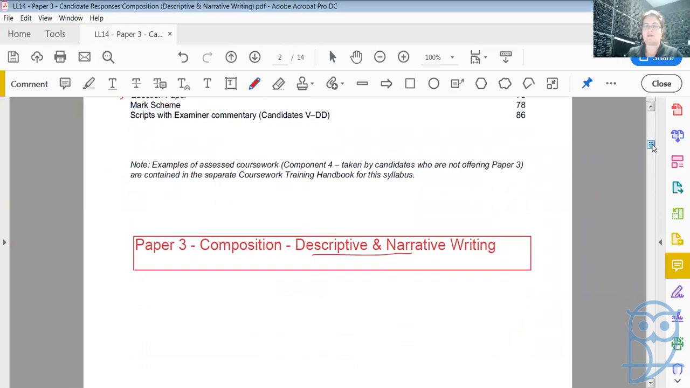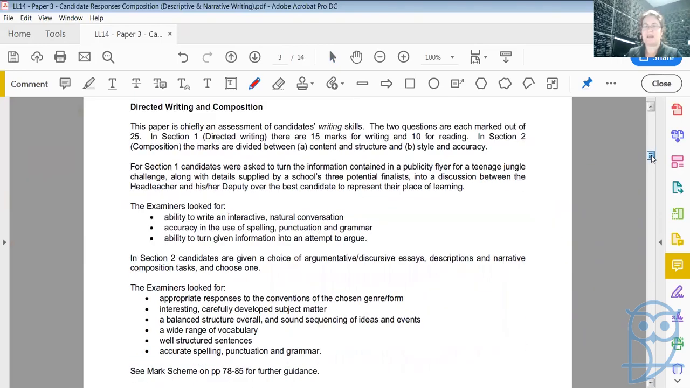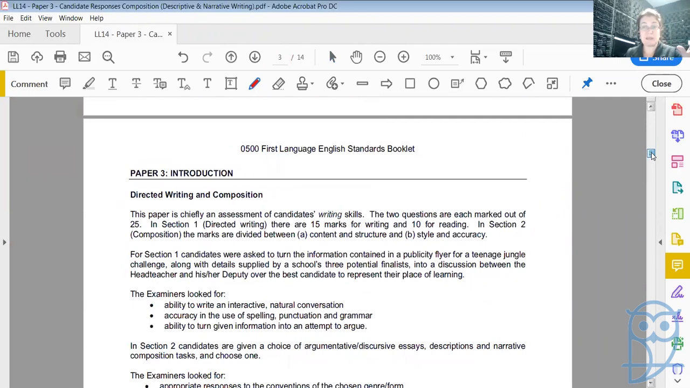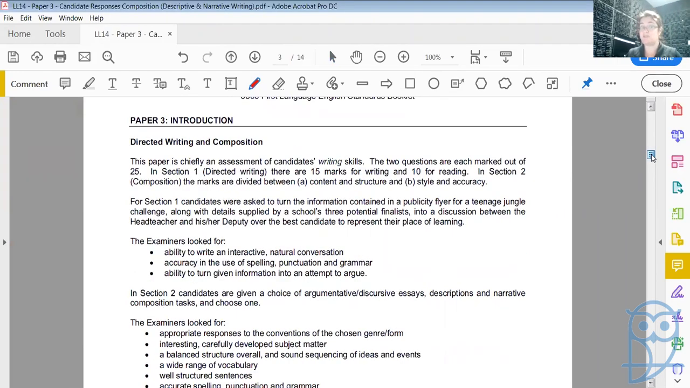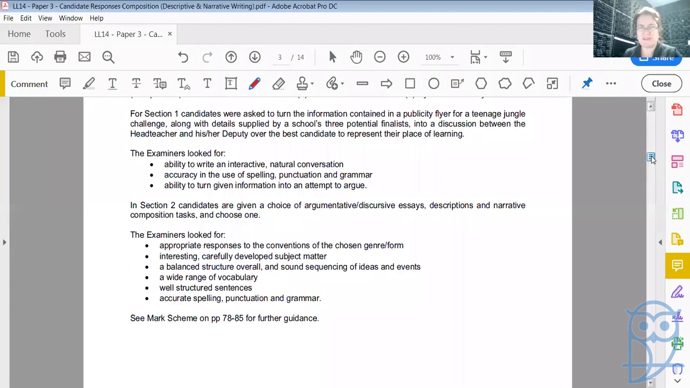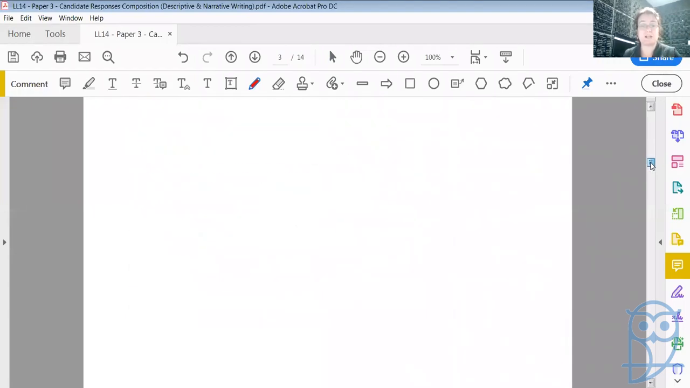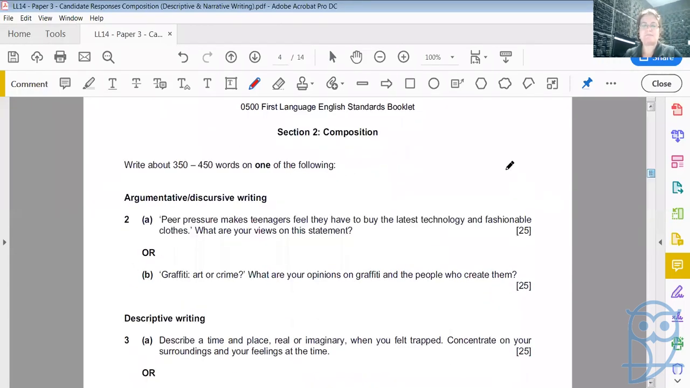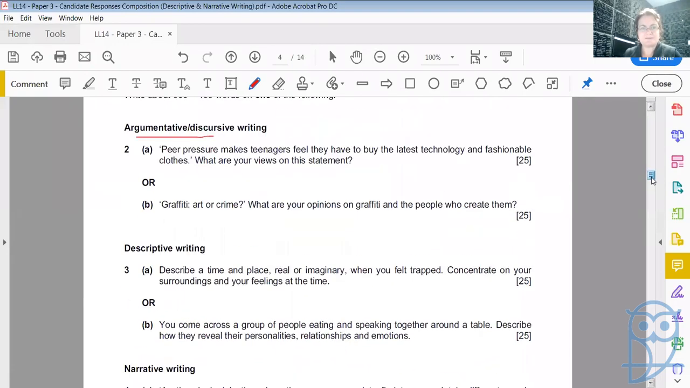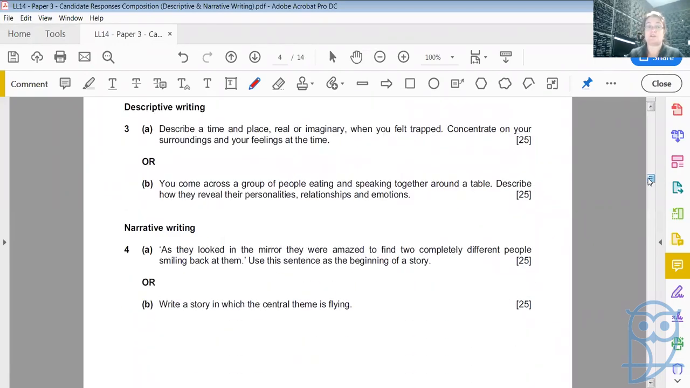Let's move on with the descriptive and narrative writing. So some of this you'll have seen from last week. For those of you that are new, you can read through this for yourselves, what examiners look for in the composition section. Like I said, last week we looked at argumentative and discursive writing. We looked at 2 different answers to those, or maybe even 3, can't remember. Today we're going to focus on descriptive writing. We're going to look at one piece of descriptive writing, and we'll try our best to look at 2 pieces of narrative writing. But if we don't get through it all, doesn't matter.